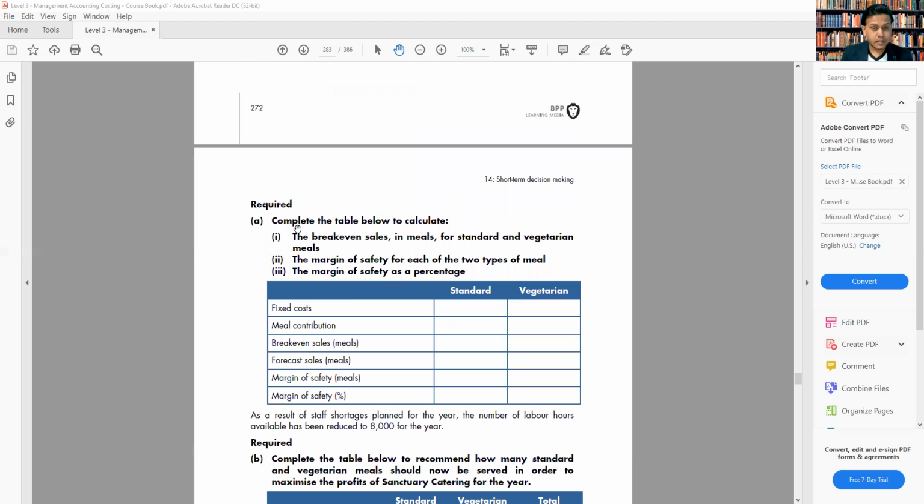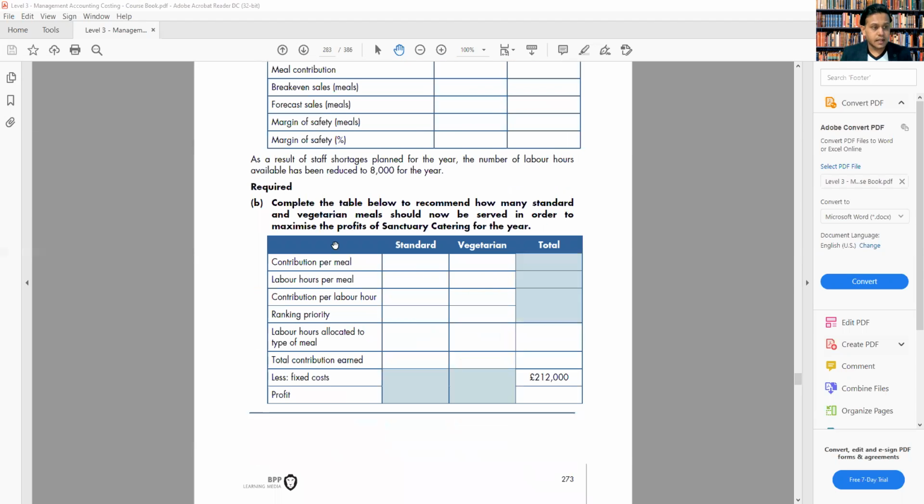So we have a requirement. In the requirement we can see they're asking us to complete the table below to calculate the break-even sales in meals for standard and vegetarian, and the margin of safety for each of these two types of meal, the margin of safety as a percentage.